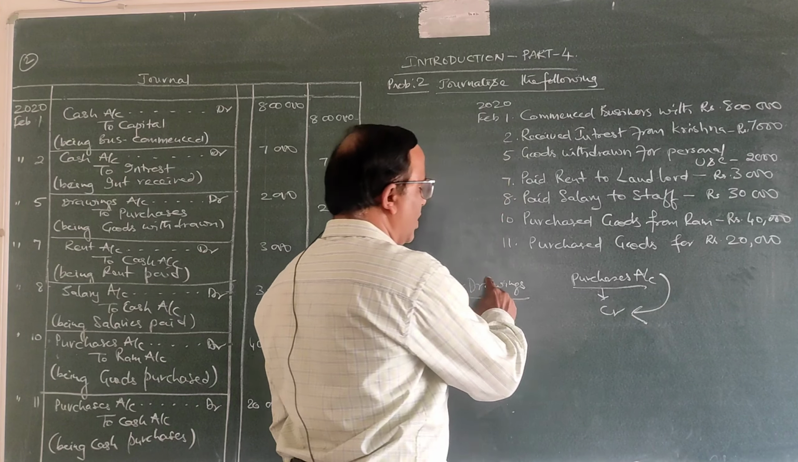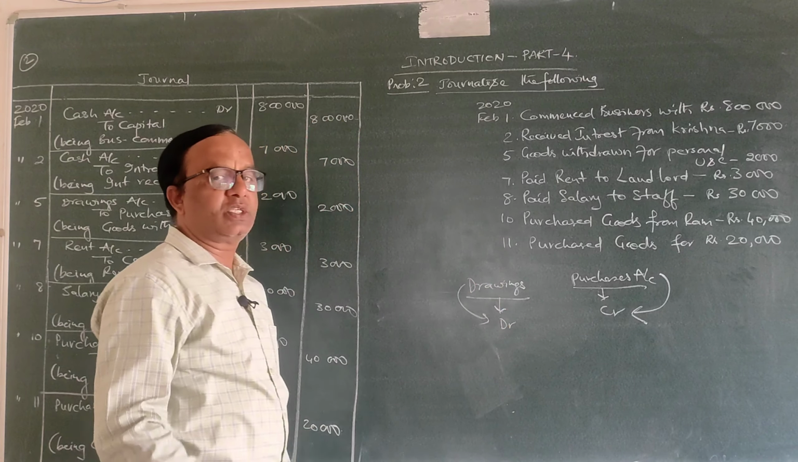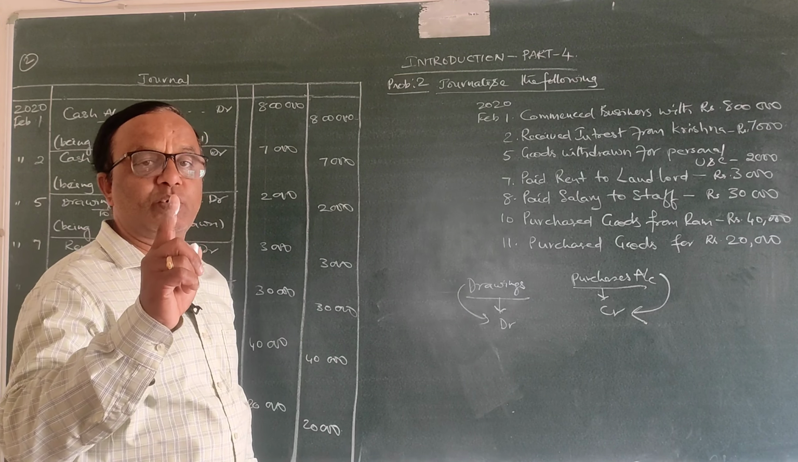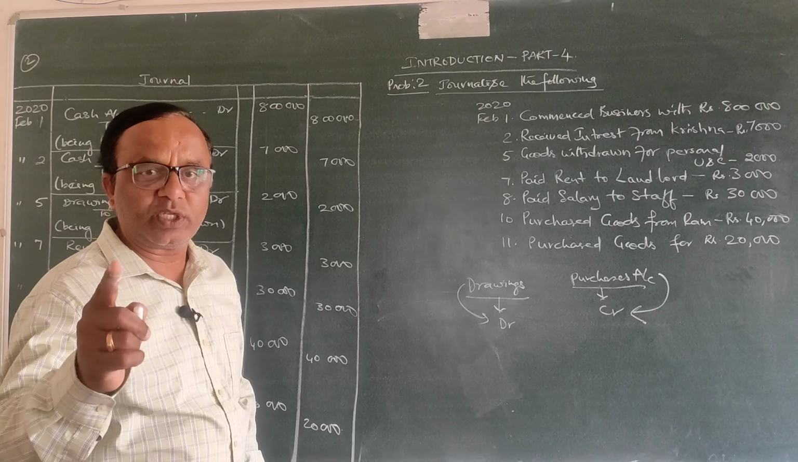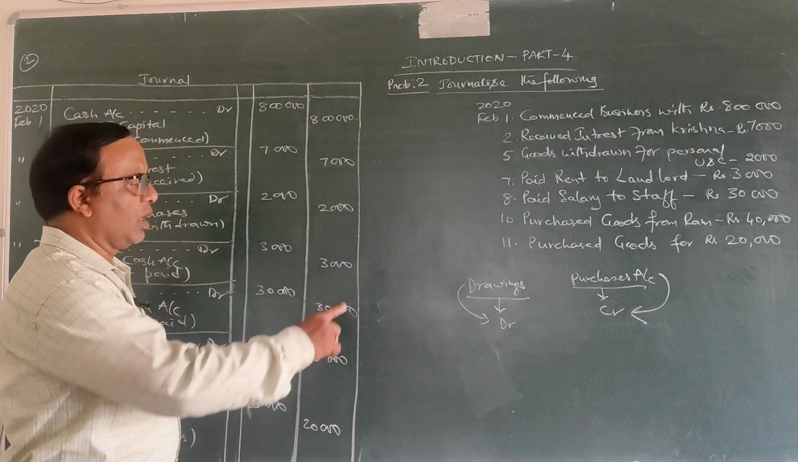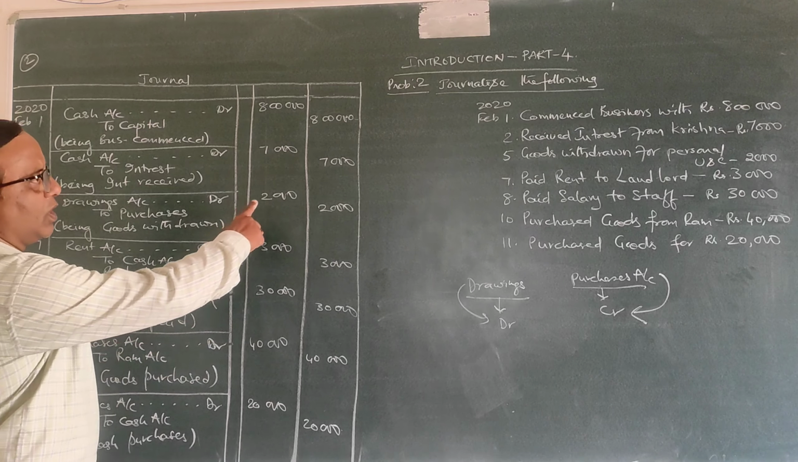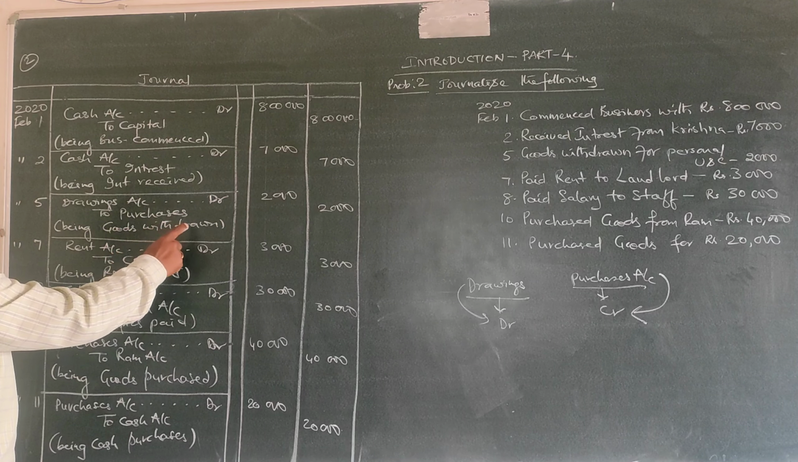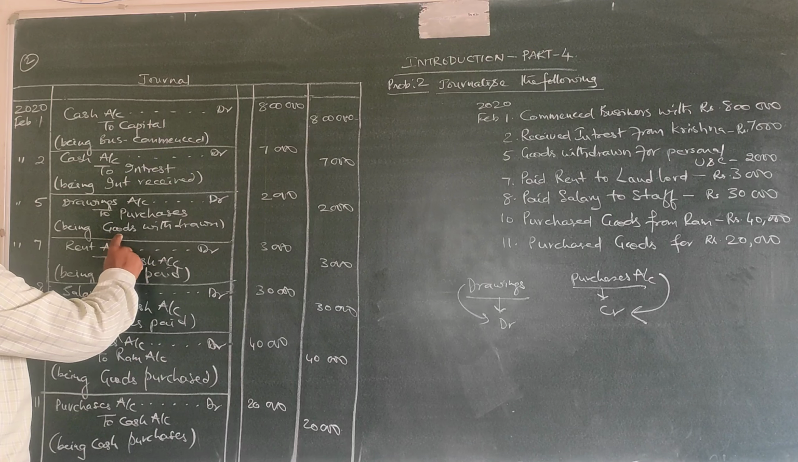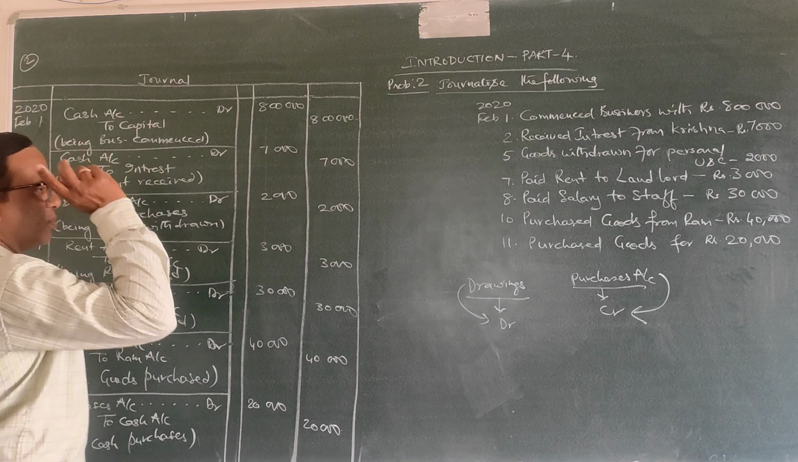So observe this one, drawings account debit to purchase. Purchase account will be credited only in this case when goods are going out of the business. Purchase account will be credited. Okay, so here your entry is drawings account debit to purchase. That is the entry. Amount is 2000, being the goods withdrawn. Okay, even if you can write for personal purpose or personal use also.